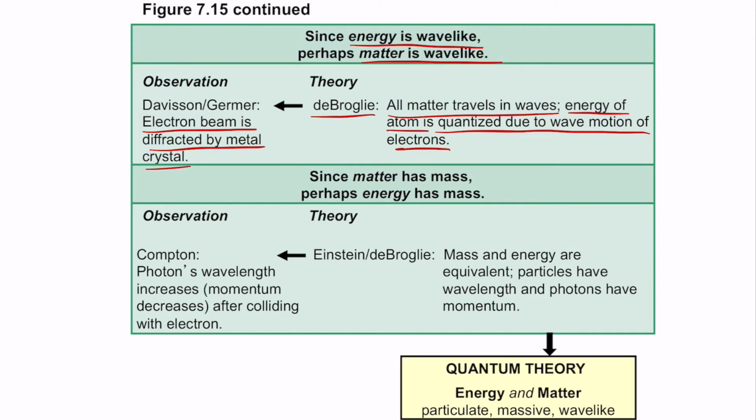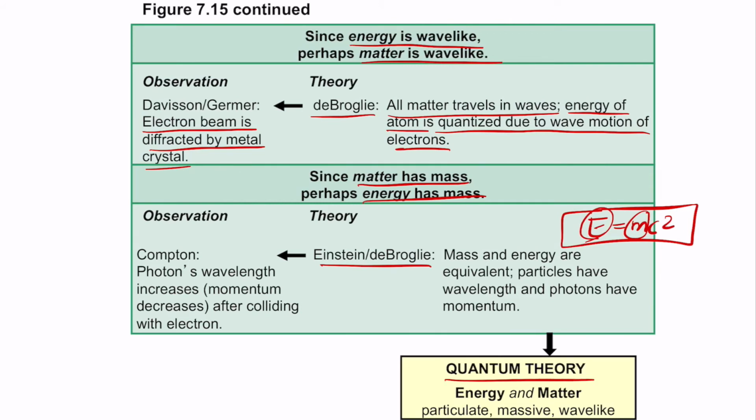Now, since matter has mass, perhaps energy also has mass, which was proposed by Einstein and de Broglie, who used the famous Einstein mass-energy equivalence, E equals mc squared. He said that a body of a certain mass will also have a certain amount of energy. So this gave rise to the quantum theory, where energy and matter are particulate, massive, and also wave-like.